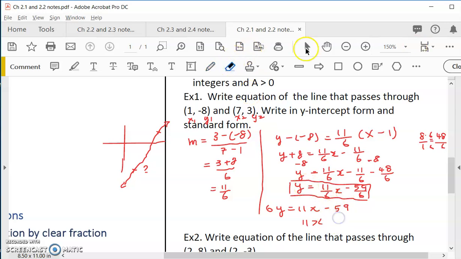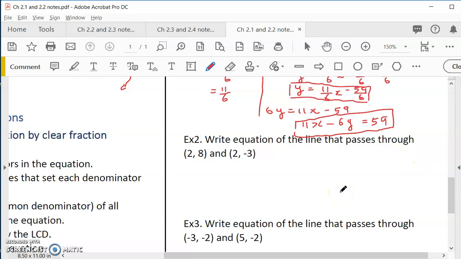Erase this first. Minus 6y is equal to 59. So I want the 59 on that side, so I plus 59. And so this is the standard form. Slope-intercept form, standard form.